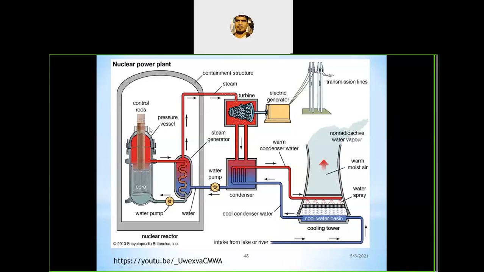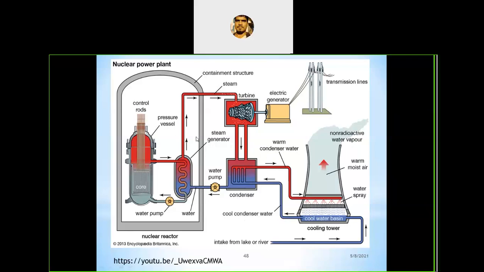So here the control rods are there, pressure vessels, the water pump, pumping of water, condenser, evaporator, turbines, then electric generator, transmission lines, warm water, cold water, and the cooling tower. These are the main devices or equipment needed for successful running of a nuclear power plant. So this is one set.